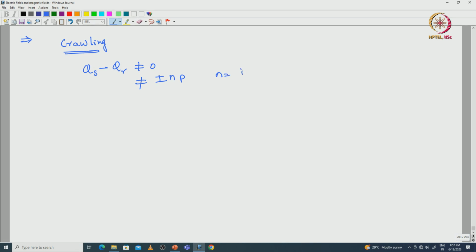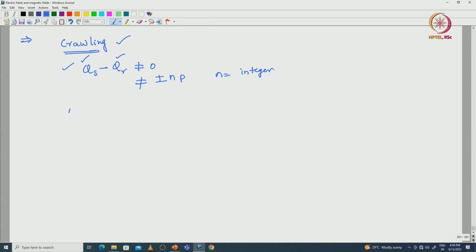Here n is equal to an integer. In order to avoid the crawling effect, we have to select the rotor number of slots with respect to this particular equation, where the difference between the stator slots and rotor slots should not be equal to 0 and it should not be equal to n times the poles. N is the integer. Now we will discuss what we mean by crawling.